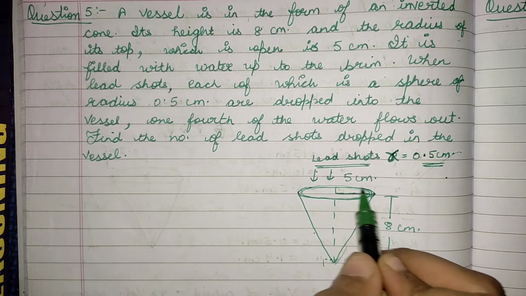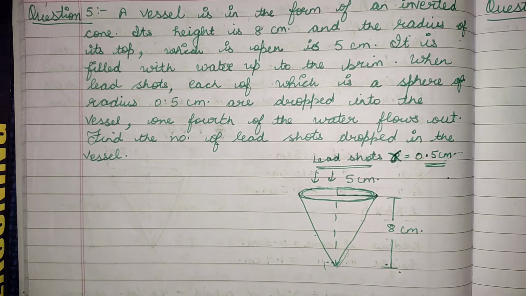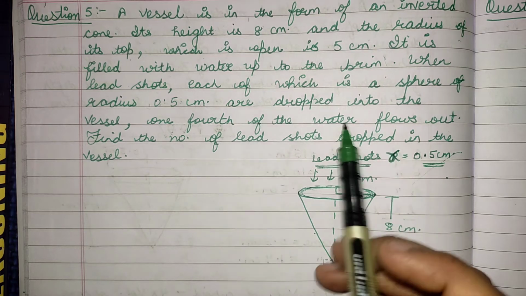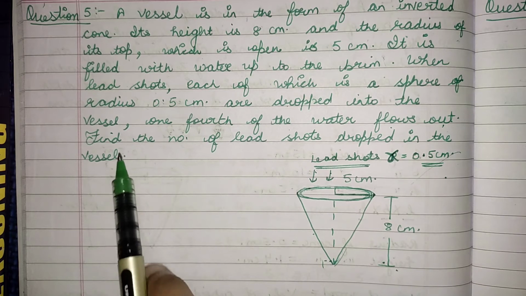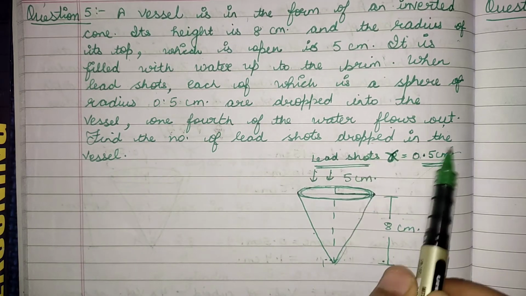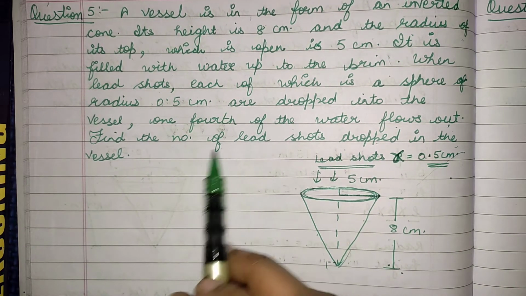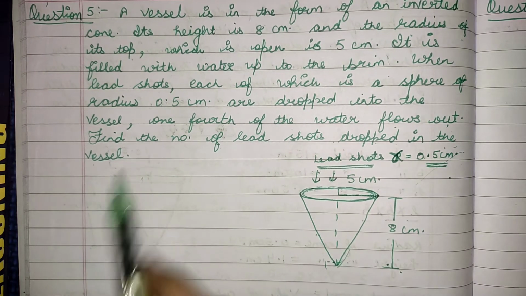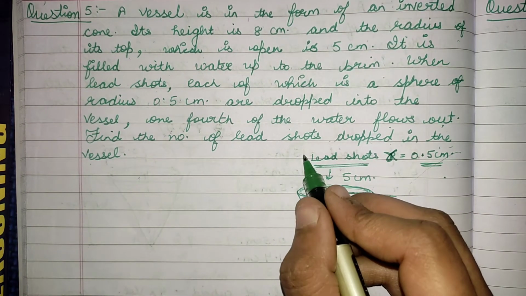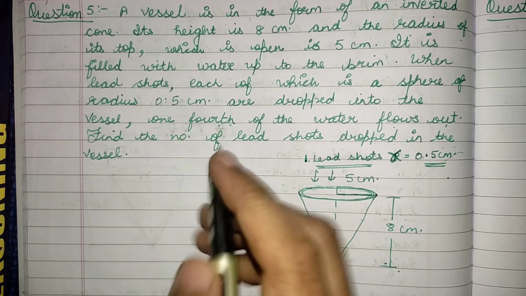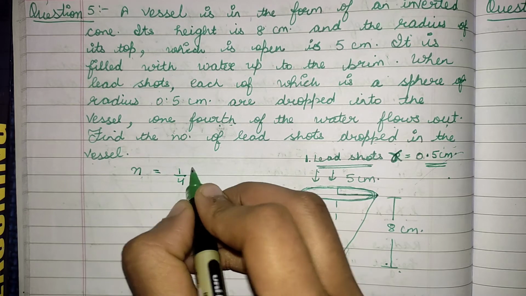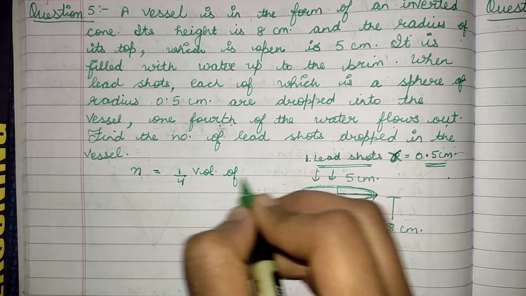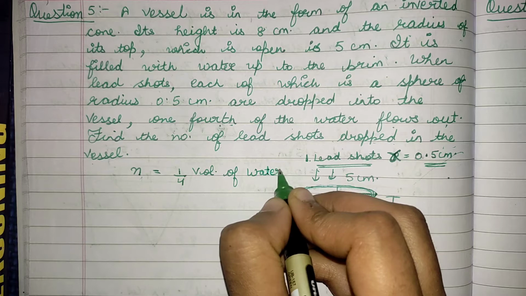Some lead shots are dropped inside the water. Because it is completely filled with water, when I enter something into it, obviously some water will flow out. So they have written that 1/4 of the water flows out. Find the number of the lead shots dropped in the vessel. They have not dropped only one lead shot; they have dropped n lead shots, and 1/4 of the volume of the water flows out.